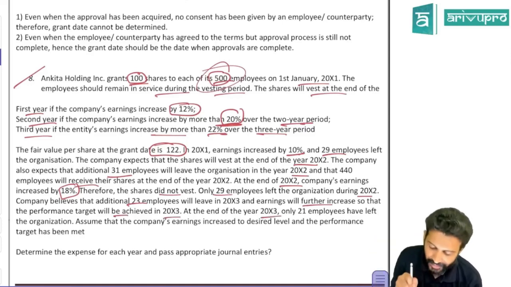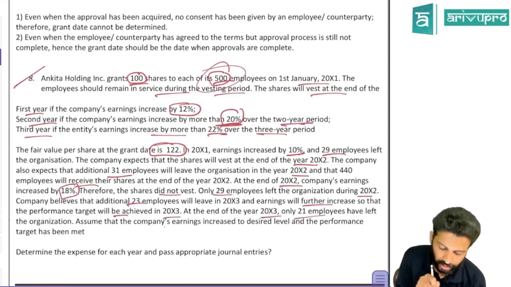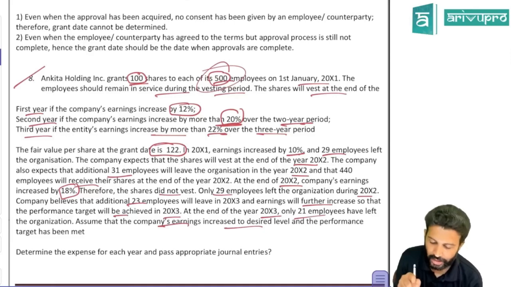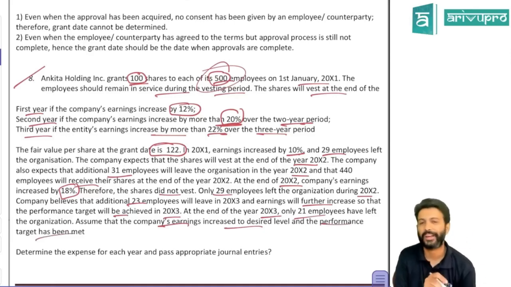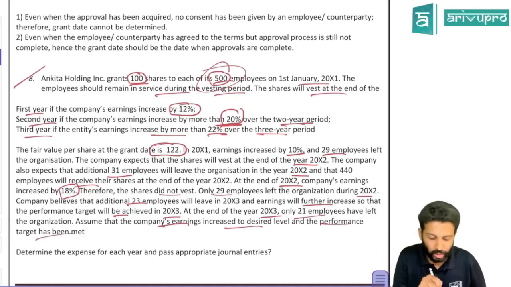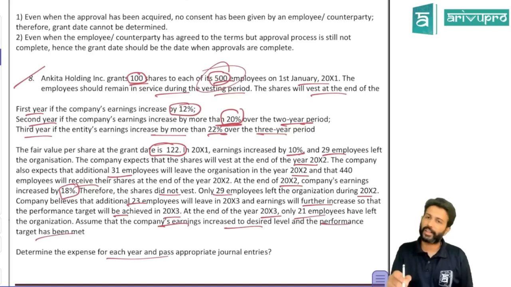In the third year, what happened? Only 21 people left the organization. Assume that the company's earnings increased to the desired level and the performance target has been met. In the third year, the target has been met. So you need to do the accounting along with the journal entries over here.